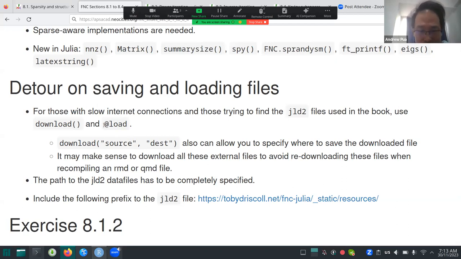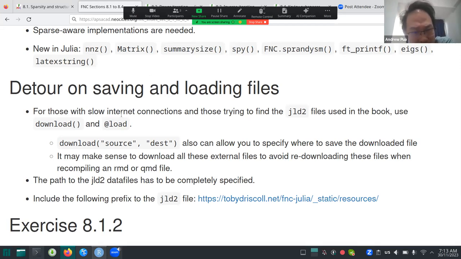So this is something to take note of. Wait, what do you mean? Which part's slow to load? So the book itself actually is slow to load for me sometimes. Oh, okay. Gotcha. Yeah. I think it's an internet connection. Oh, gotcha. Okay. Yeah.